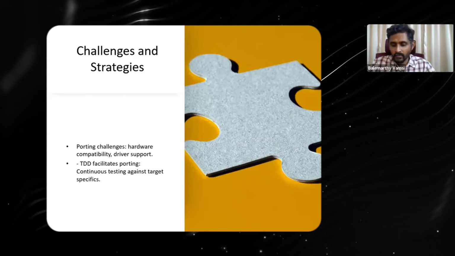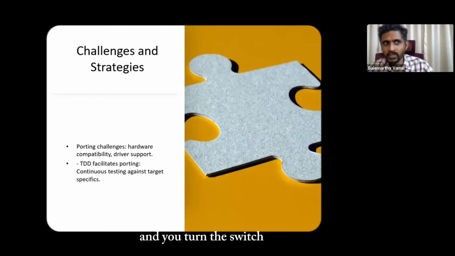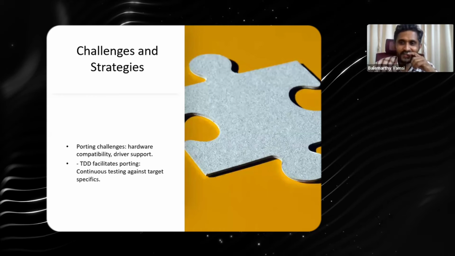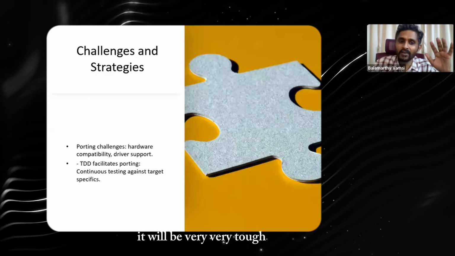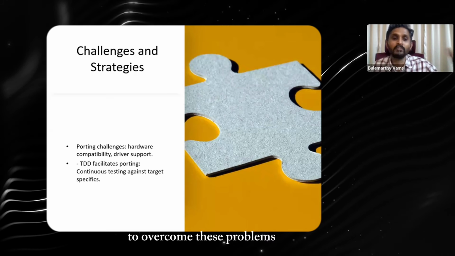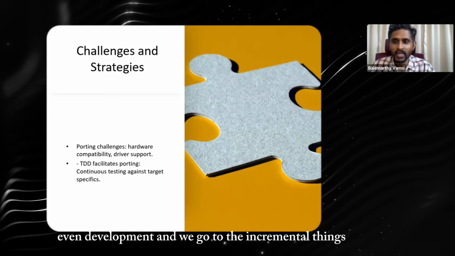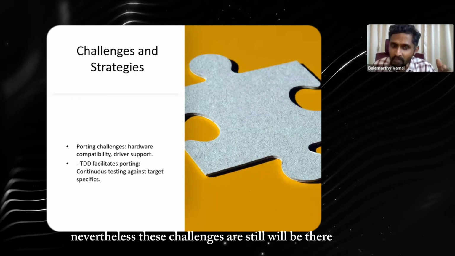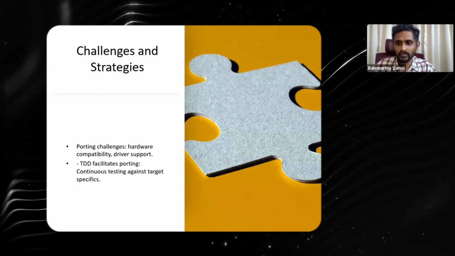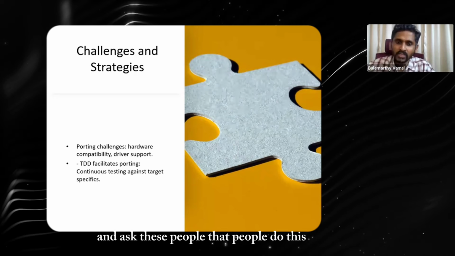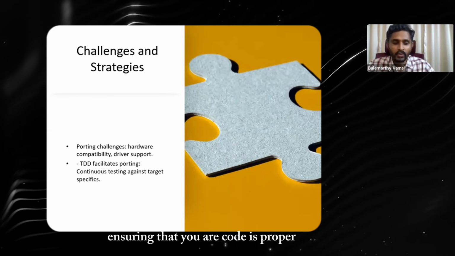Why? When the things are all set and you turn the switch and you don't see the bulb glowing, where do you think is the problem? Current gone? I don't know. Somewhere cut in the wire, fuse gone, there it will be very, very tough. To overcome these problems only, we get into the test-driven development and we go to the incremental things. Nevertheless, these challenges will still be there when you get into embedded Linux and you take one hardware, because you still operate with certain amount of code or variables which are unknown to you. Then you need to jump into the forums and ask people, ensuring that your code is proper.